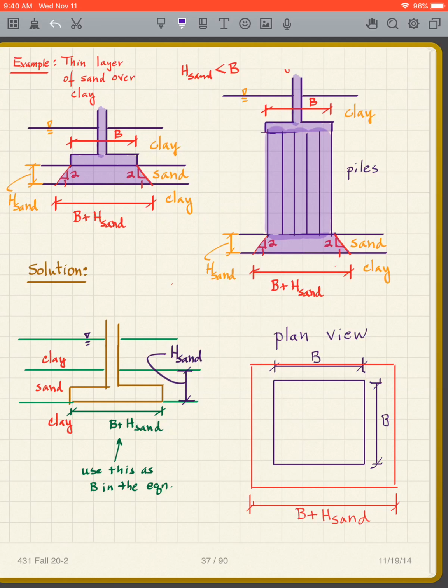So it's a common situation. But what we're worried about is, how thick does that sand layer have to be to make sure that we don't get a bearing capacity failure? In other words, what we're afraid of is that this footing is going to punch through the sand layer into the clay. Because let's just say this is a soft clay, for instance.